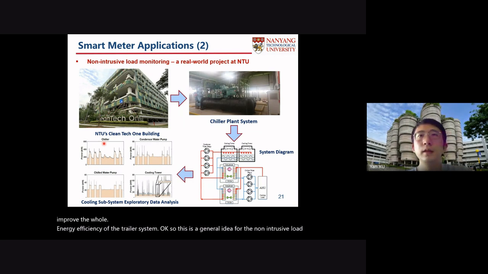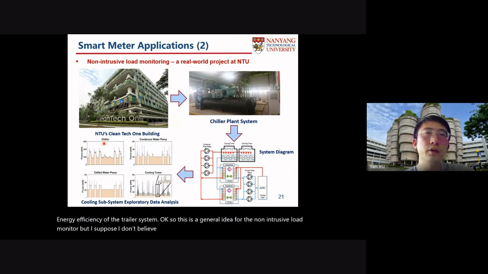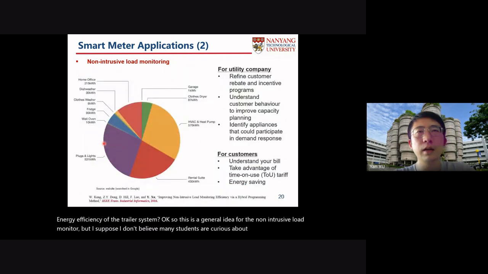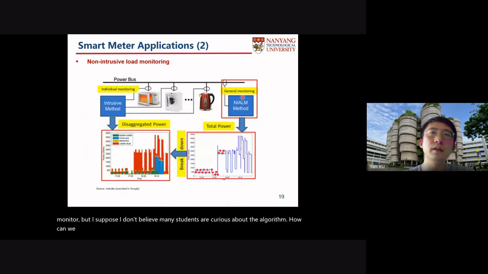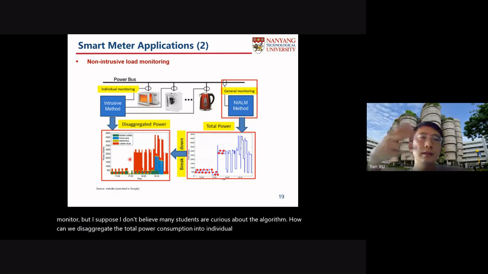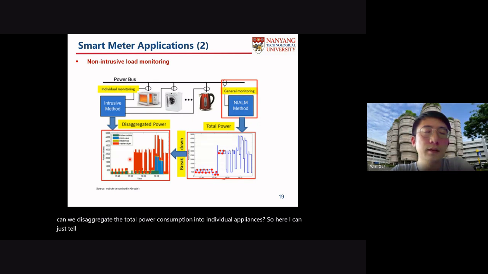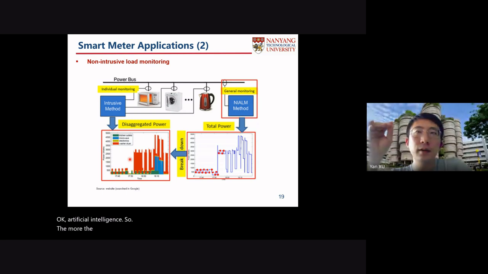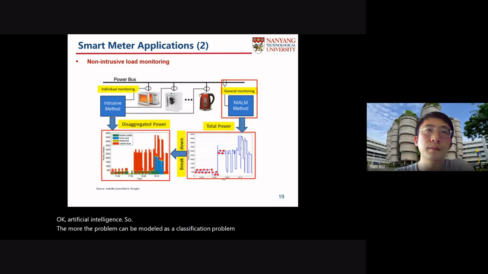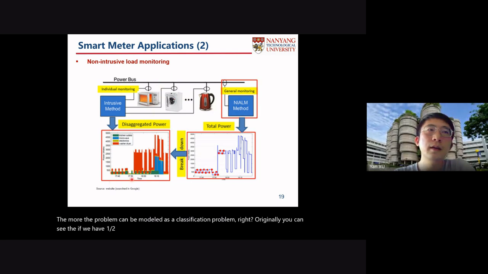But I do believe many students are curious about the algorithm. How can we disaggregate the total power consumption into individual appliances? Here I can just tell you the brief, general idea. The general idea is to apply artificial intelligence. So the problem can be modeled as a classification problem, right? Originally, you can see if we have 1, 2, 3 appliances, each appliance has 2 statuses, on and off.